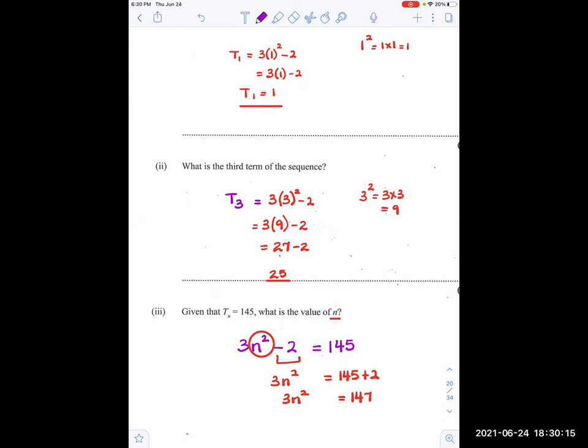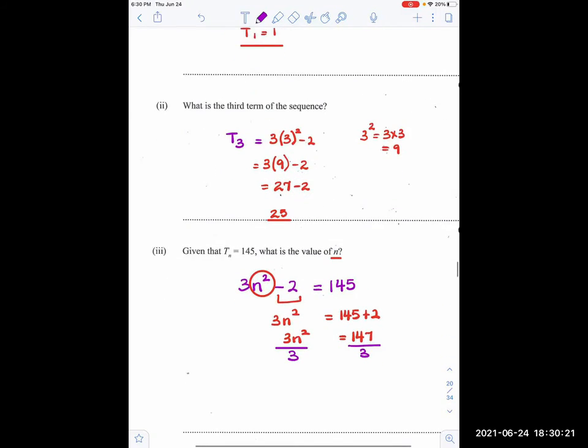All right. So we divide n by 3 first. This is going to cancel. n squared is equal to 49. n is equal to the square root of 49. How much is n? 7.